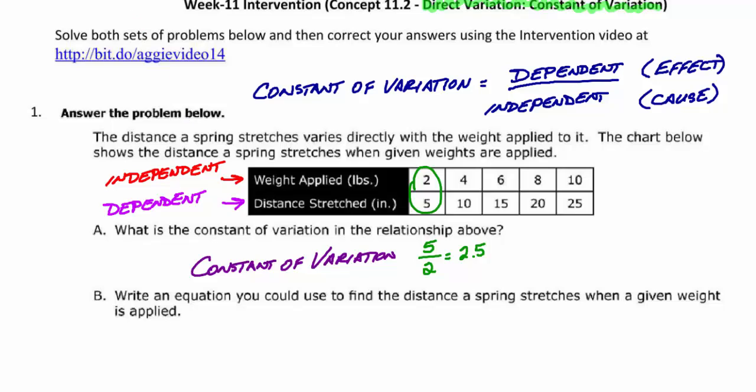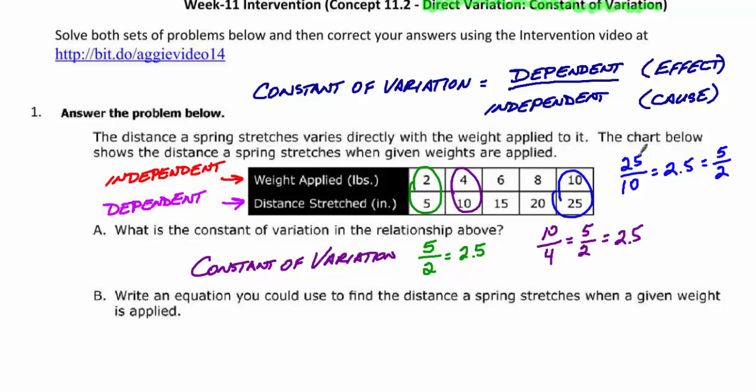I'm going to show it a slightly different way. Actually, 5 divided by 2, that's a simplified fraction. I'm going to leave it that way. Let me show you the next pair. 10 divided by 4. Well, 10 divided by 4 simplifies to 5 divided by 2, which we just said was 2.5. Let's do one more. Let's go all the way out to the end of our table. 25 divided by 10 is 2.5. It also, by the way, simplifies to 5 over 2. 25 is 5 times 5. 10 is 5 times 2. So our constant of variation is 5 over 2.